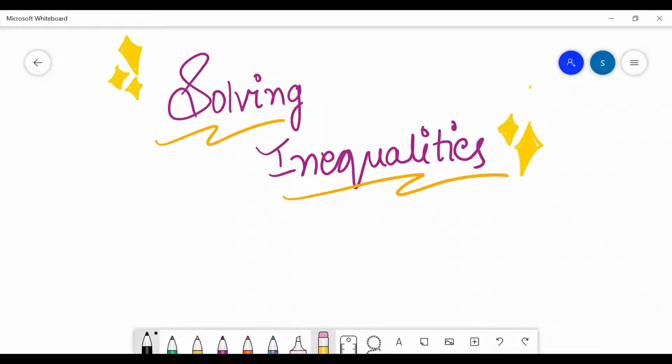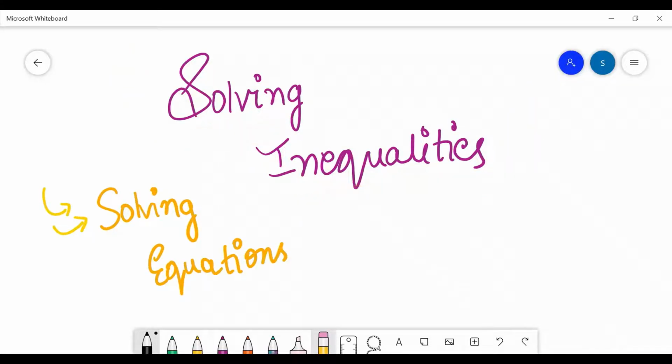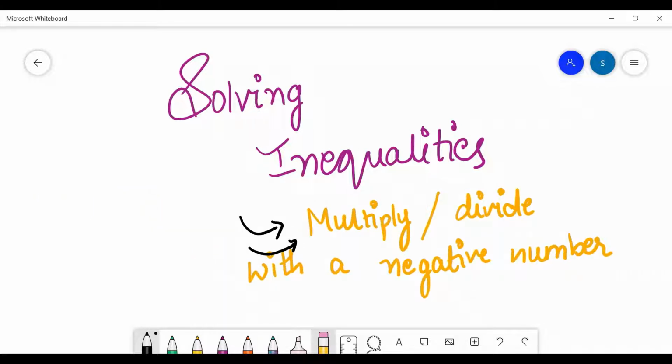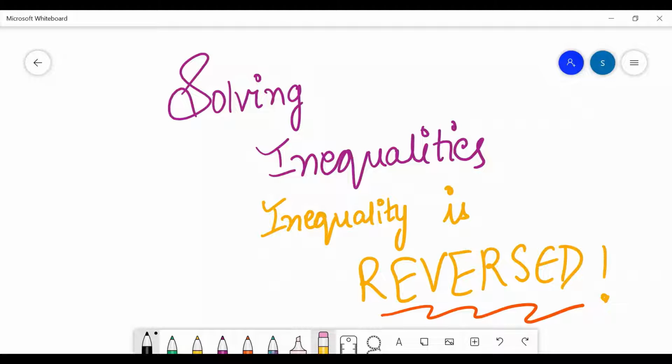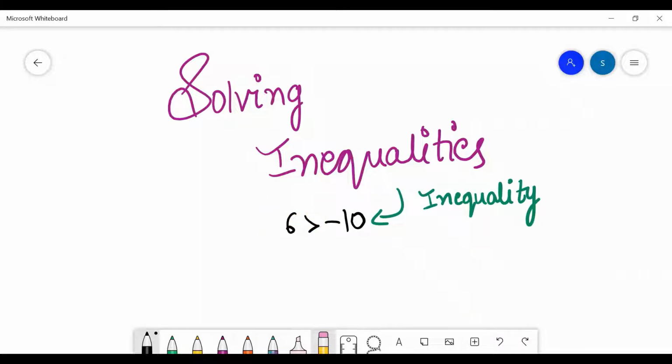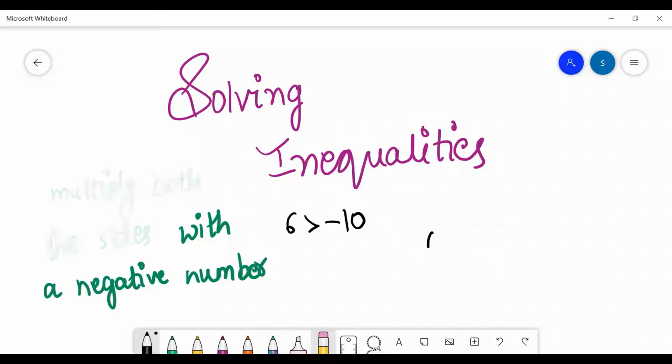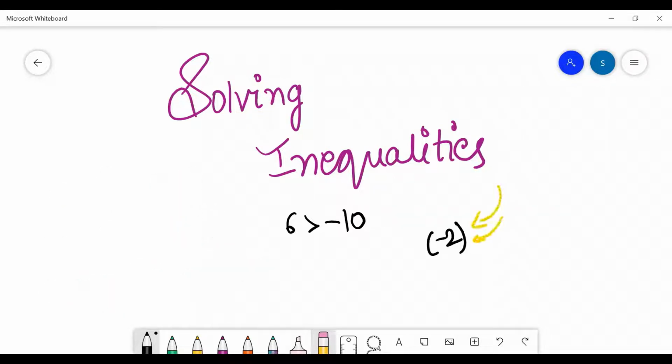Now, solving inequalities is just the same as solving equations, except when we multiply or divide with a negative number, the inequality is reversed. So, for example, let's take 6 greater than minus 10. This is an inequality. Now, let's say we multiply both the sides with a negative number like minus 2. In this case, the inequality is reversed.